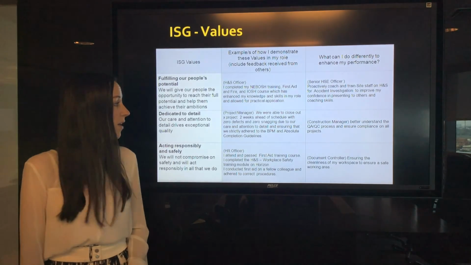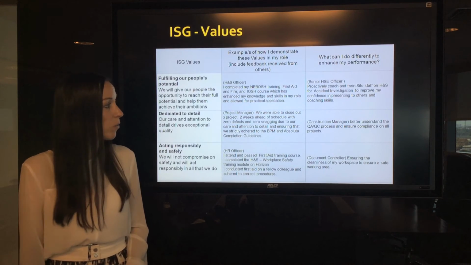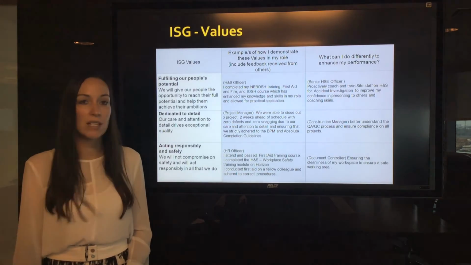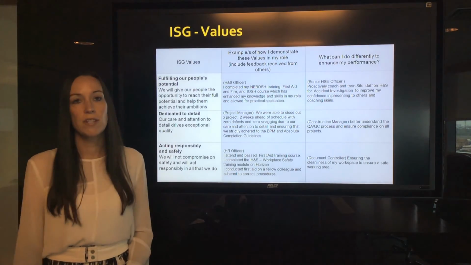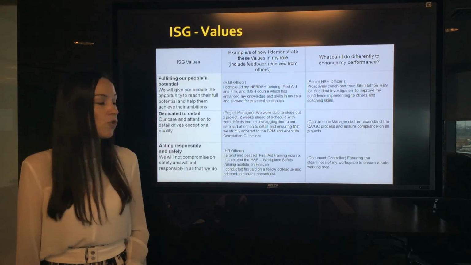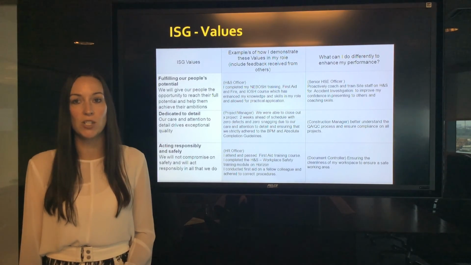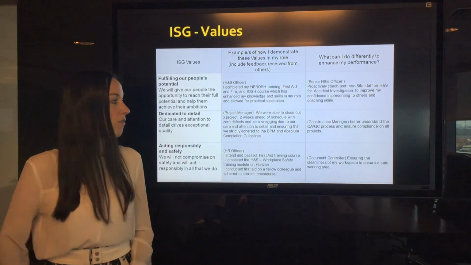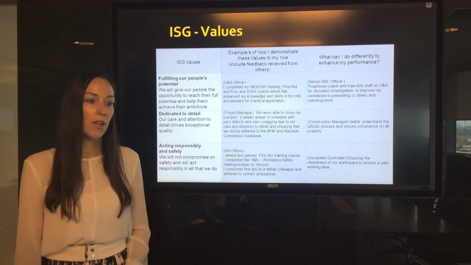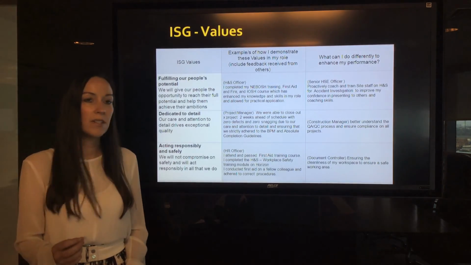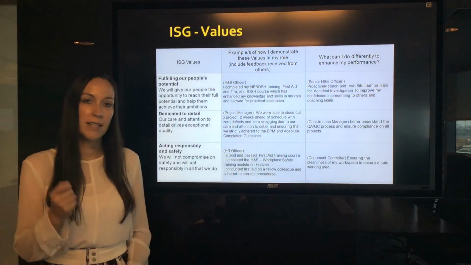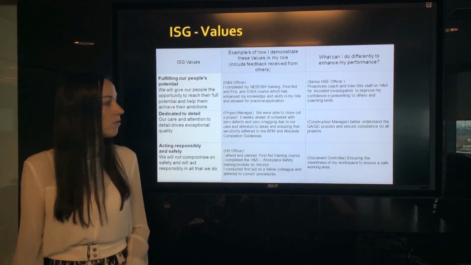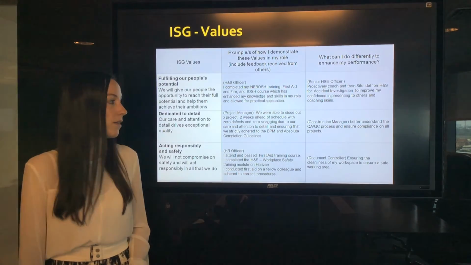The following value is dedicated to detail. Now the example that we provided here is of a project manager, and they've said that we were able to close out project X 2 weeks ahead of schedule with 0 defects, 0 snagging, due to our care and attention to detail, and ensuring that we strictly adhere to best practice manual and absolute completion guidelines. Okay, so they've used the absolute completion, they've used the best practice manual to ensure that the project was delivered on time, and it's that detail that has enabled them to do that by following those manuals. Okay, so that's a good example there on how they've displayed that.